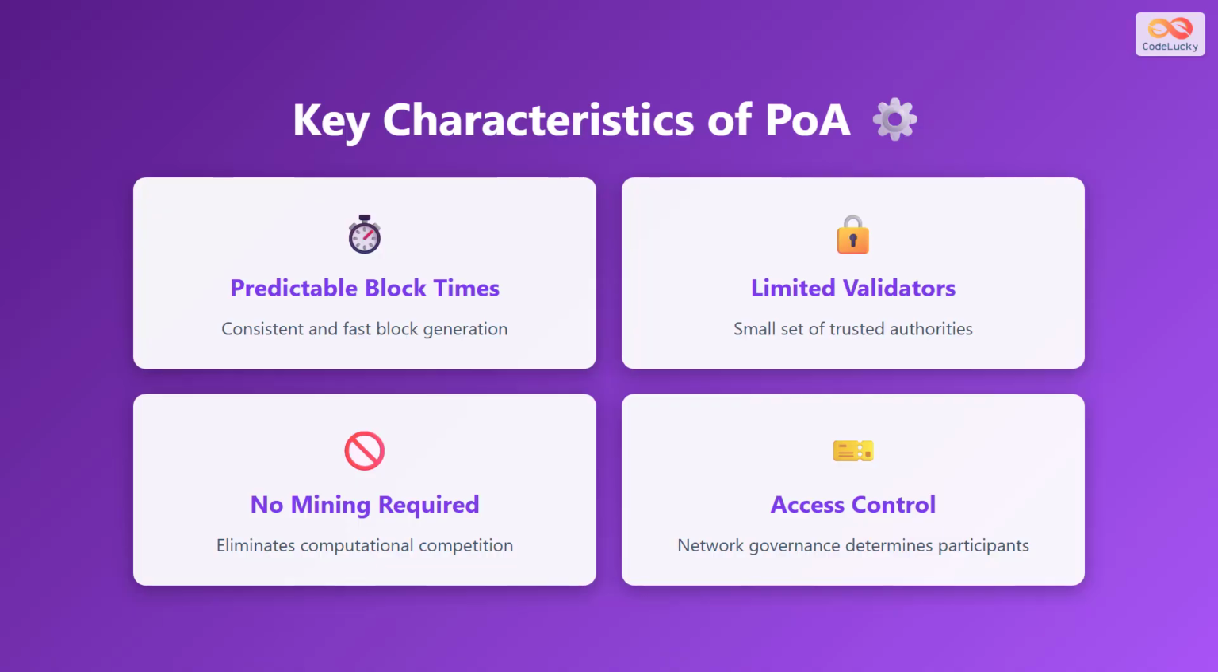Proof of authority has several distinctive characteristics that make it unique. First, it offers predictable block times with consistent and fast block generation, making transaction processing highly reliable. Second, it uses a limited number of validators, typically a small set of trusted authorities rather than thousands of anonymous participants. Third, there is no mining required, which eliminates the computational competition found in proof-of-work systems. Finally, proof of authority implements strict access control, where network governance determines who can participate, ensuring that only vetted and trusted entities can become validators.